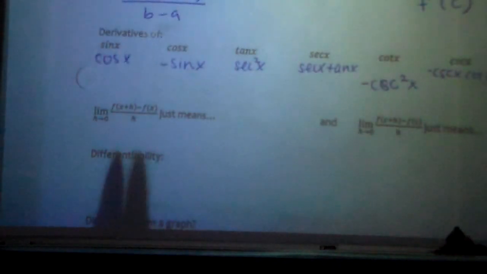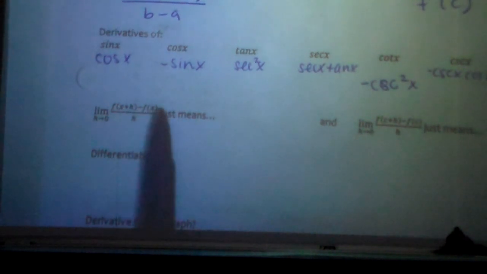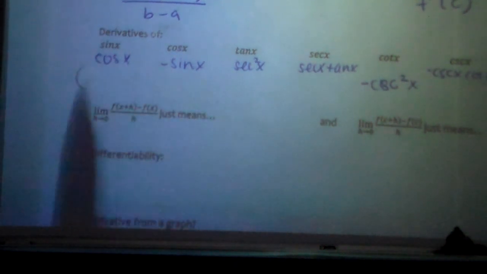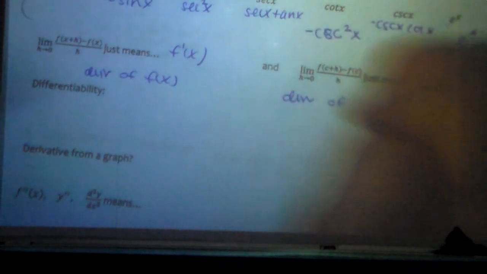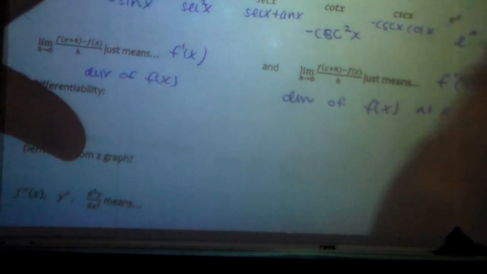Here, I've got the limit as h approaches 0 of f of x plus h minus f of x over h. This is the definition of the derivative, so this just means the derivative of f of x, so it's the same as f prime of x. Here, same thing, but now I'm evaluating it at c, so this is derivative of f of x at x equals c, so that would be like f prime of c.